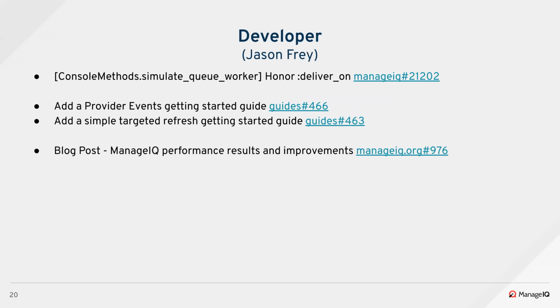Next slide, please. And finally, on the developer side, Nick L fixed a bug where during queue simulation, it would not honor the deliver on. This would cause the simulator to essentially run the queue items out of order or in the wrong order. And so now the simulator honors deliver on and they should come out in the expected order.